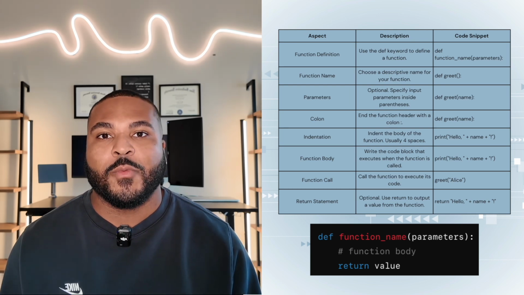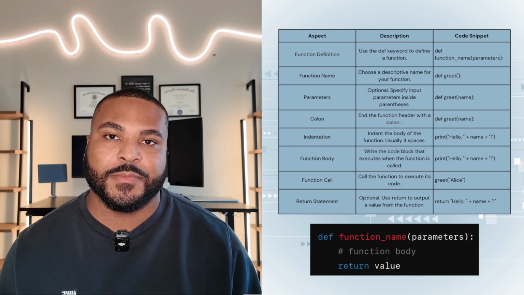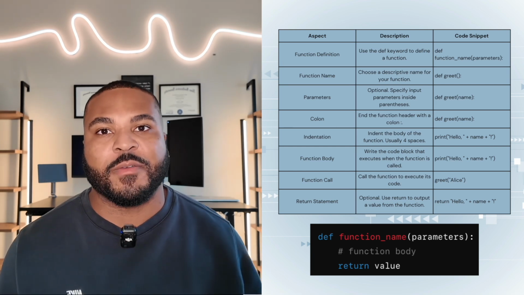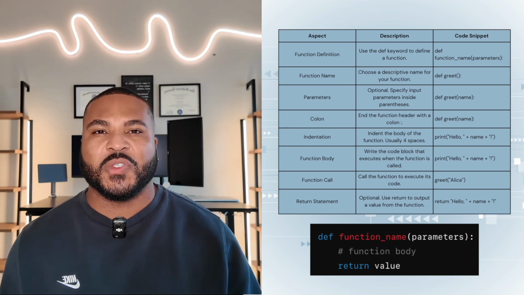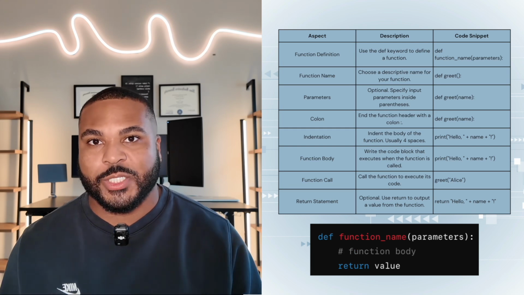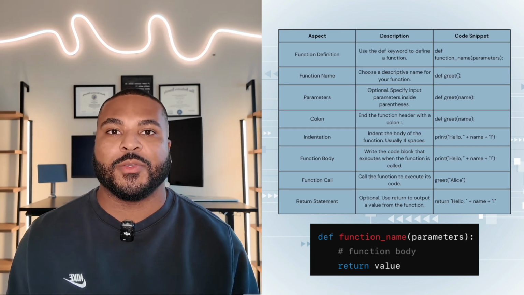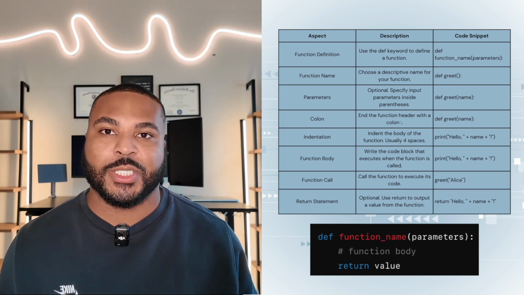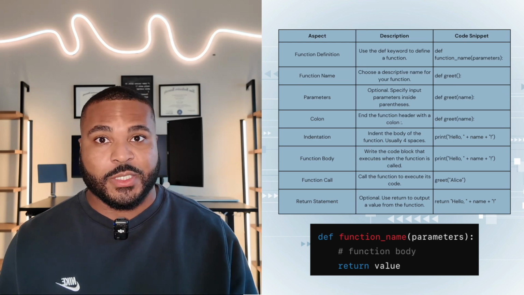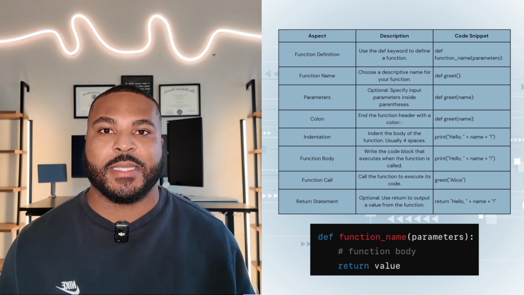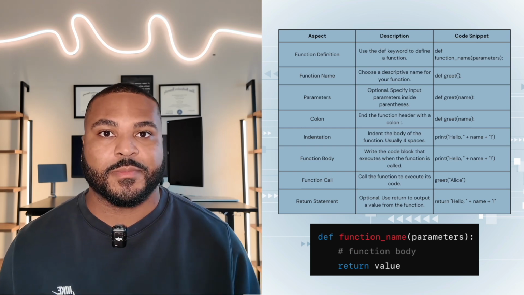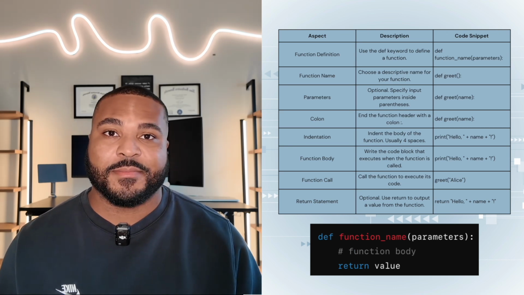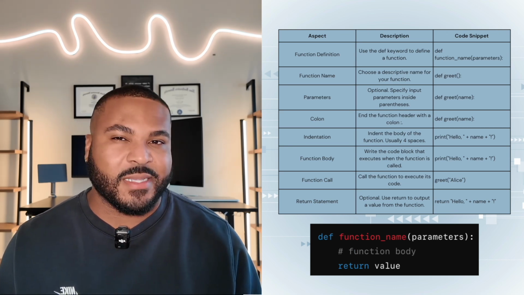To use our function, we need to call it and provide any necessary parameters. Here's how we call the function with the name Alice: greet Alice. Optionally, a function can return a value using the return keyword. This is useful if we want to get a result back from the function. So for example, our greet function can be modified to return the greeting message instead of printing it. So now when we call greet Alice, it'll return the string hello Alice. And that's it. You've just learned how to define and use a basic function in Python.